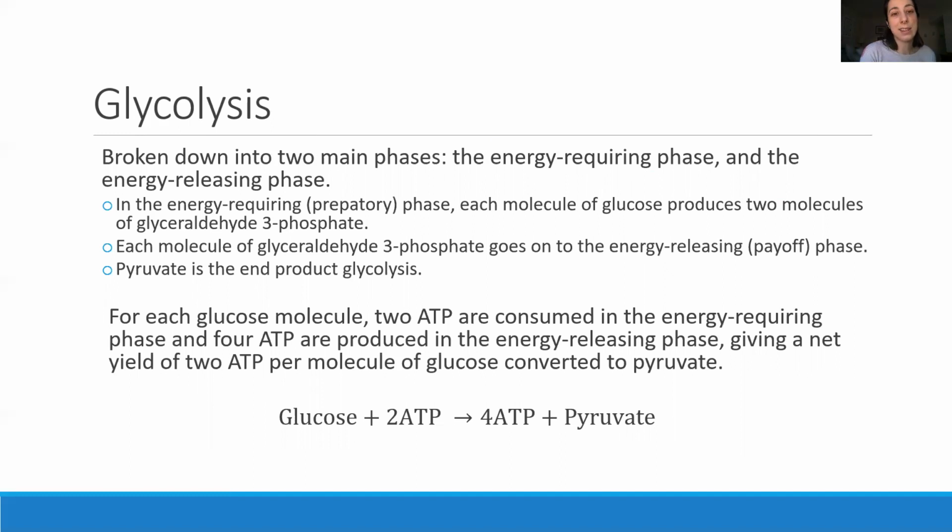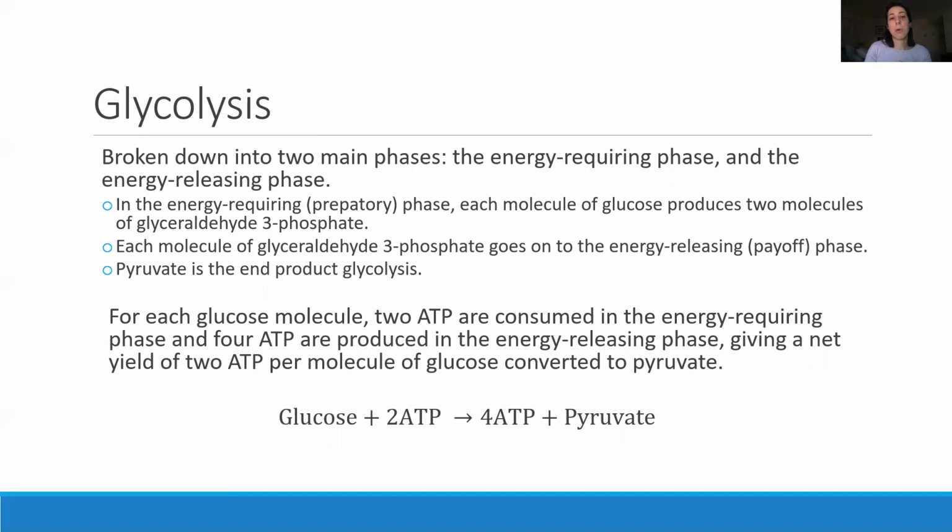The first phase is actually an energy requiring phase. So we actually have to put a little bit of energy into glycolysis. And then the second phase is the energy releasing phase. And we're going to release more energy to offset that little bit in. It's kind of like lighting a match. You have to put a little bit of energy in. So you lit the match and then you start the fire. So at the end, we're going to get a lot of heat, but we had to put in that little bit to start.